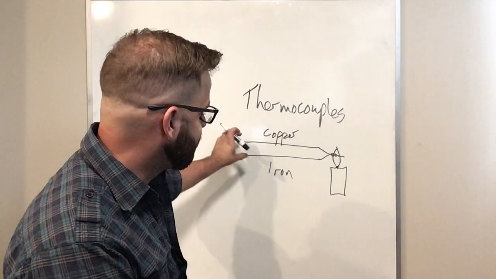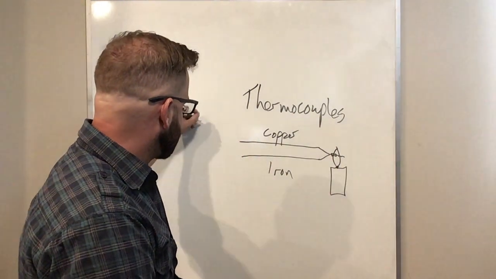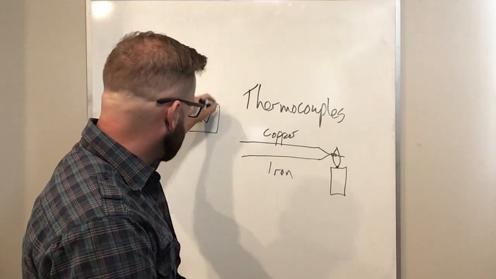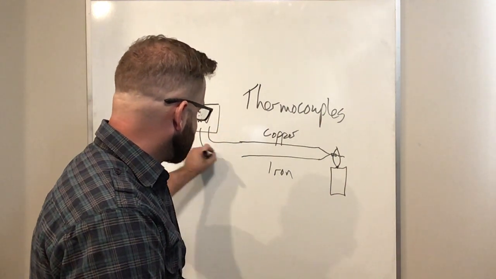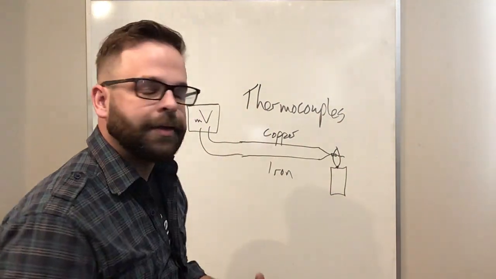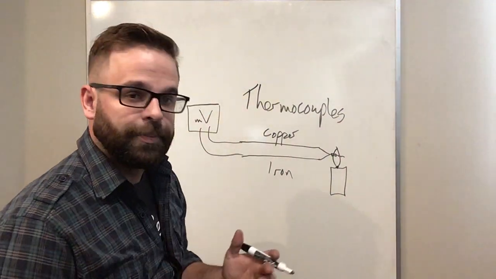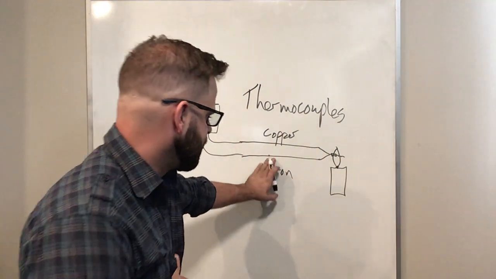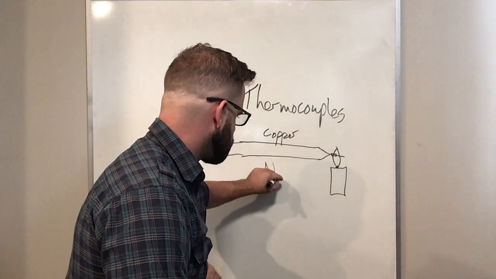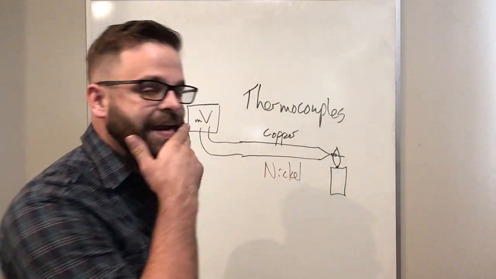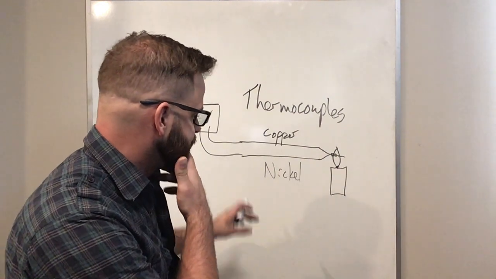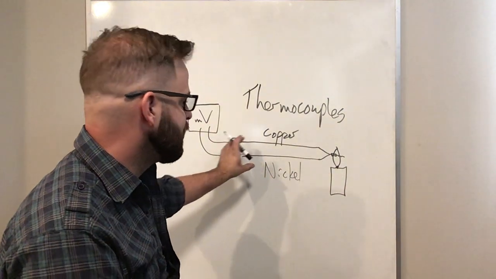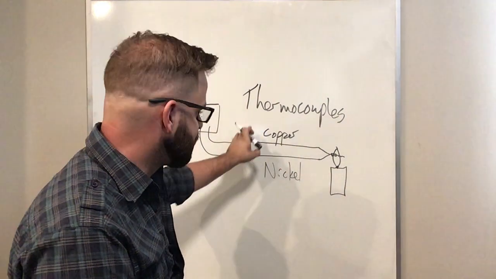If they were both the same metals, and if I put a voltmeter over here, and it would be a millivolt meter, let's say I had copper and copper, like you would have in a typical circuit, actually maybe nickel, let's do nickel for that. If they're the same metals, both copper, electrons would flow at the same rate, so I wouldn't end up getting any potential difference between them.